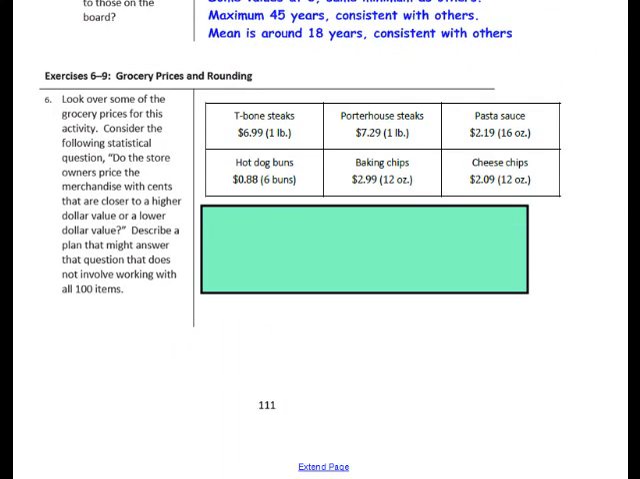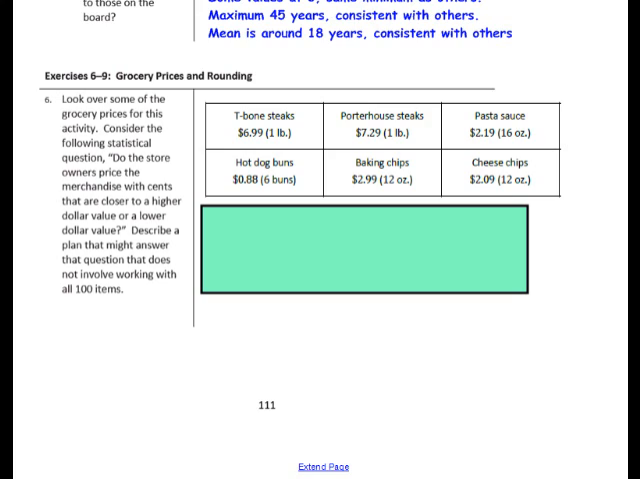In examples 6 through 9, grocery prices and rounding. Look over some of the grocery prices for this activity. Consider the following statistical questions. Do the store owners price the merchandise with cents that are closer to a higher dollar value or a lower dollar value? Describe a plan that might answer that question that does not involve working with all 100 items.